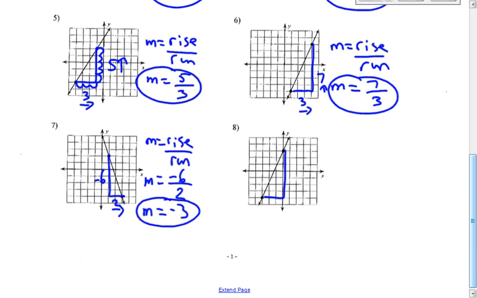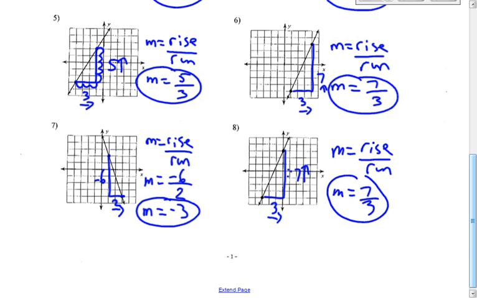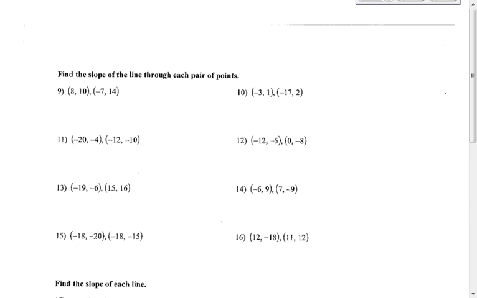So 1, 2, 3 to the right. 1, 2, 3, 4, 5, 6, 7 up. So the slope of this line would be 7 over 3. And that basically is how you do rise over run.